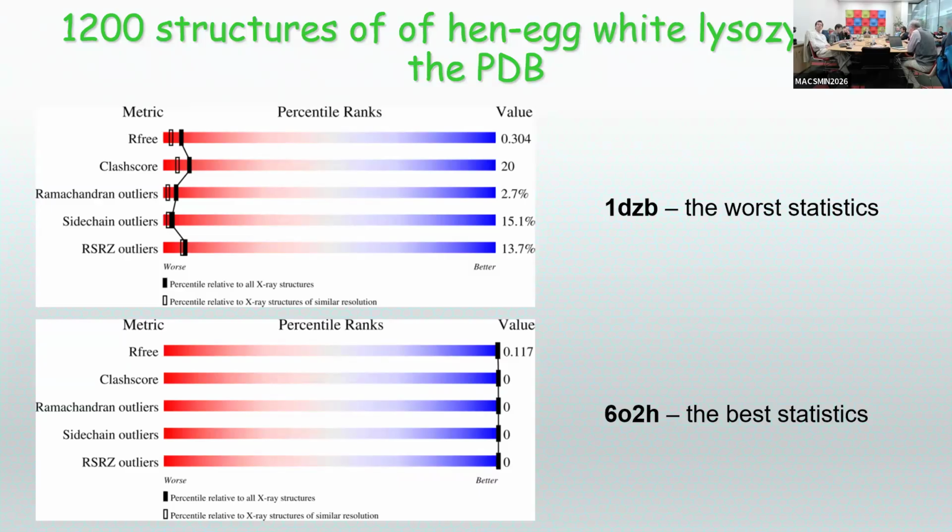data are available. And you can see that for the worst one, everything is in the red, which means that both are free, which is an indicator of how well the model agrees with the diffraction data. And all of the geometrical parameters like clash score, Ramachandran, and sidechain outliers, and so on, are all in the red. And the last parameter here is the agreement between local electron density and the model, the RSRZ. So you can see that in this case, everything is very bad. And in the other one, everything is completely ideal. It's completely ideal as structure.